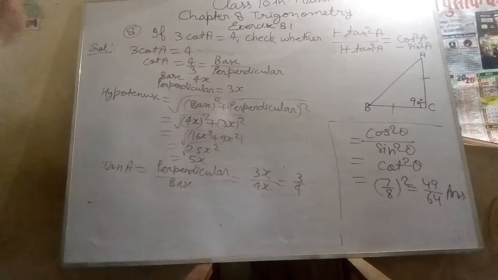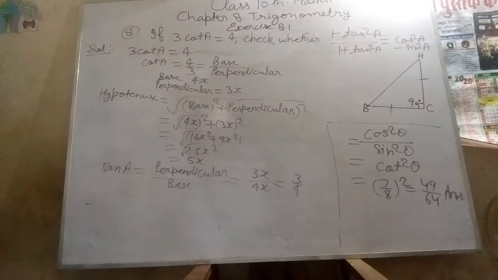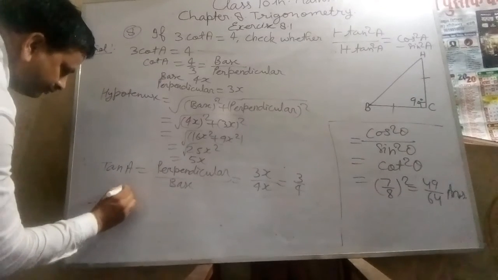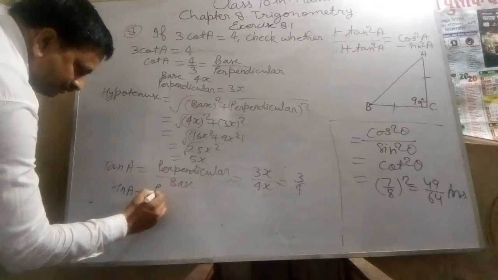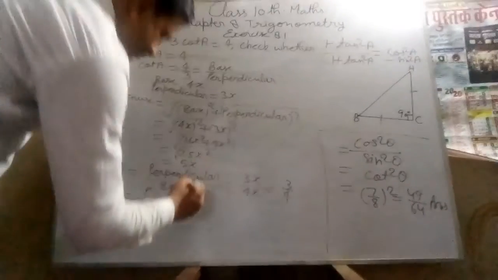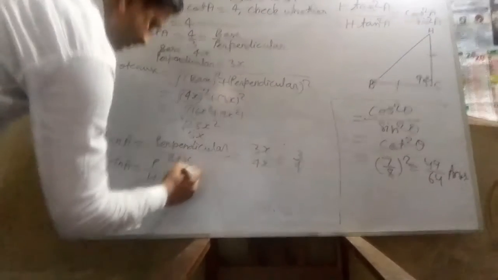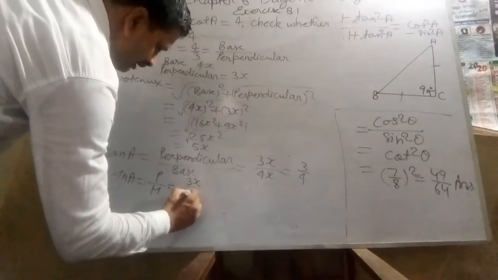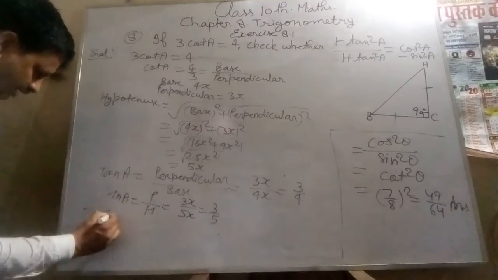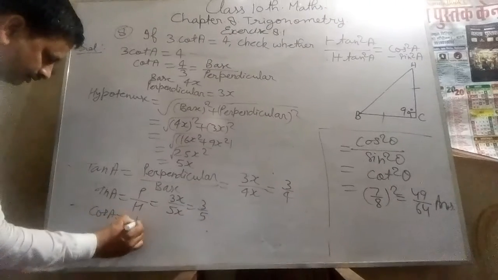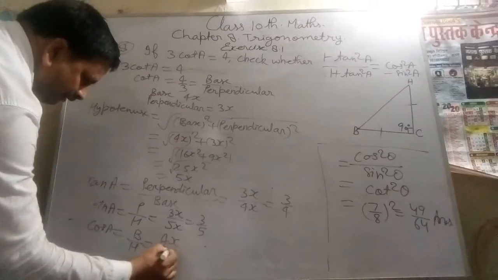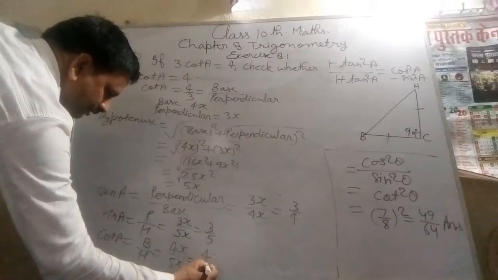Next, tan A equal to 3 by 4 and sin A equal to perpendicular P by H, perpendicular upon hypotenuse, means perpendicular is 3x by 5x equal to 3 by 5, and cos A equal to base upon hypotenuse, base is 4x by 5x means 4 by 5.